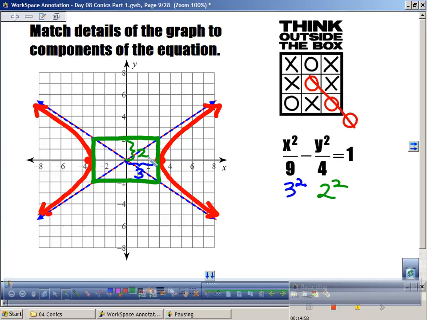Did somebody figure out how we find these branches right here? How do I graph those branches? Because of the asymptotes, right? Well, where did I get the asymptotes from? I heard it. Slope. Right? So do you want to know what my box is called? It's got the word slope. Slope box.